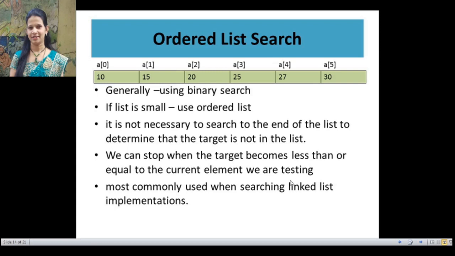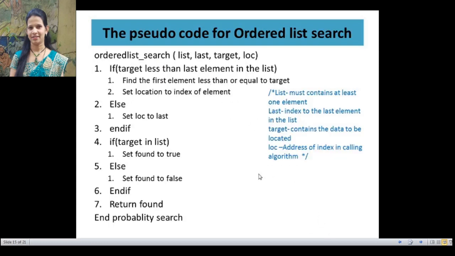Let's see the example. Actually, we are using this for the linked list. Ordered list, here list, last, target and location. See, if target less than the last element in the list, if this target, this is your target, is less than the last element in the list, find the first element less than or equals to the target. Okay, first compare first element with the last element of the array, then find the first element less than or equals to target, and then set location to index of element. Else, otherwise set location to the last.